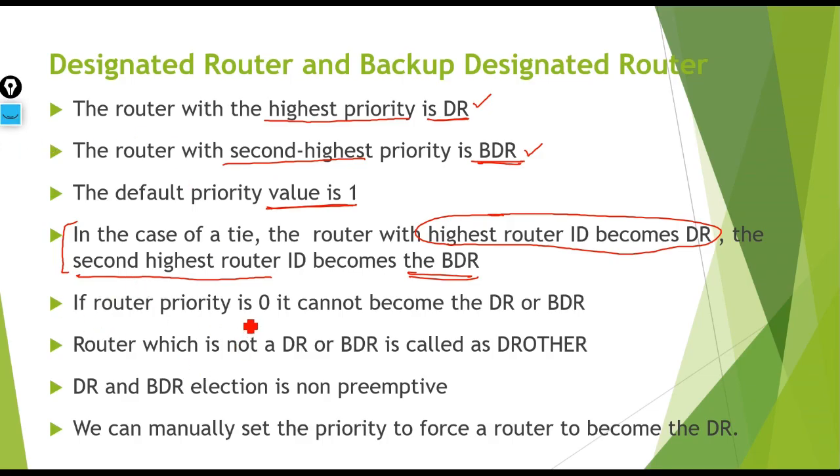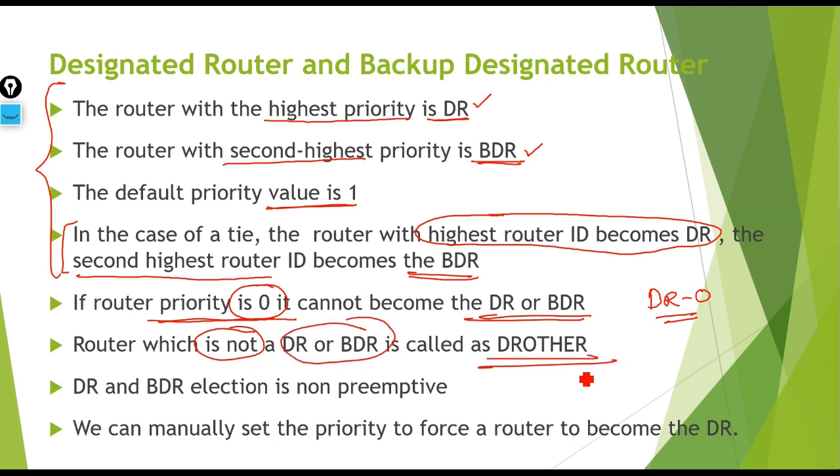So you can see, yes, we have done this already. Correct? Now, read this. If router priority is set to 0, it cannot become DR and BDR. That router will always work like DR other. And routers which are not DR and BDR are called DR other. DR and BDR election is non-preemptive, and we can manually set the priority to force a router to become the DR.